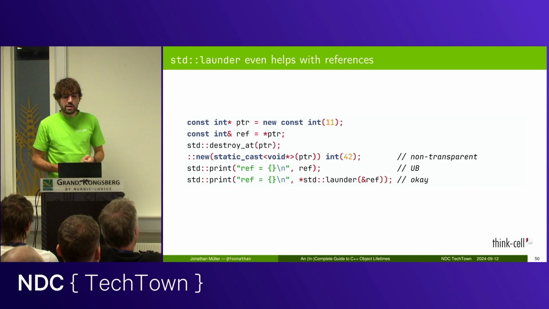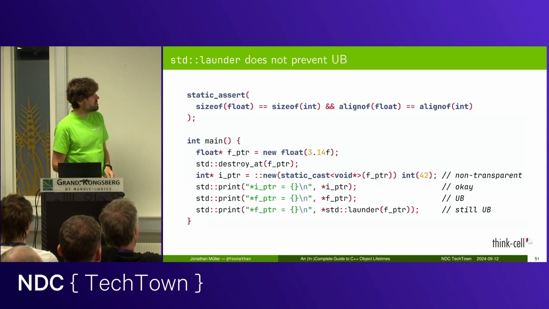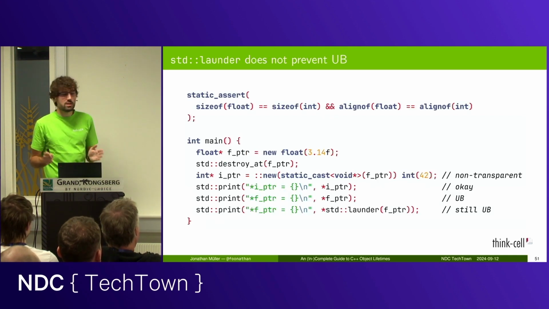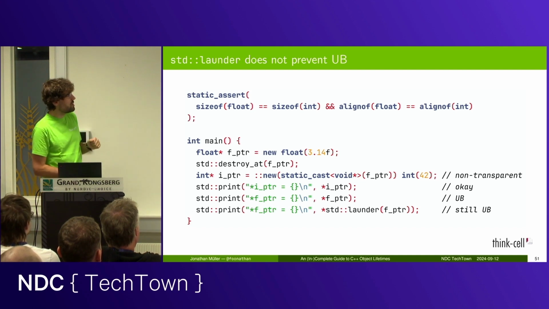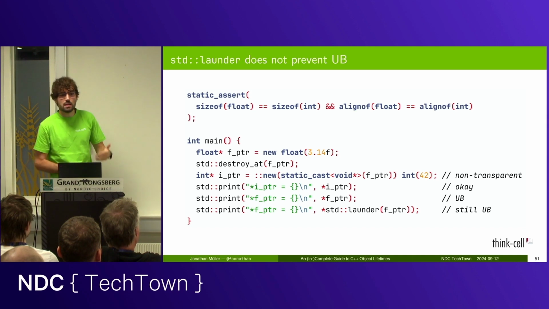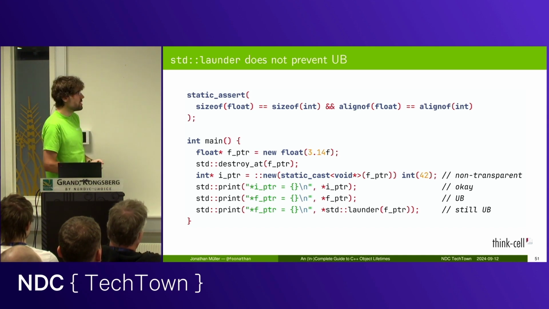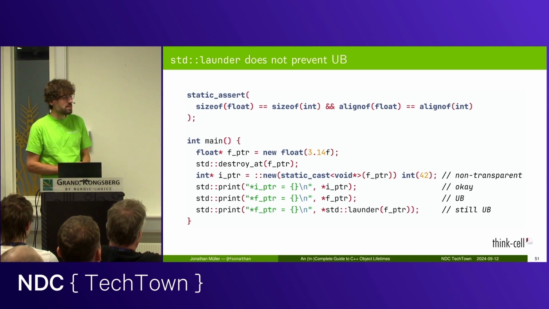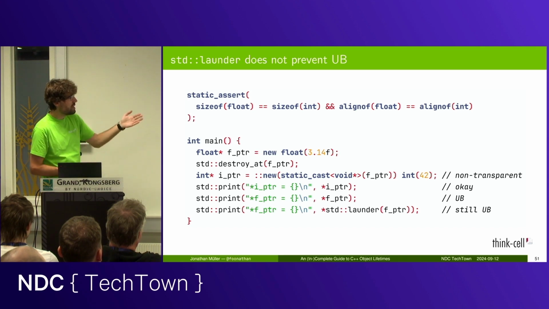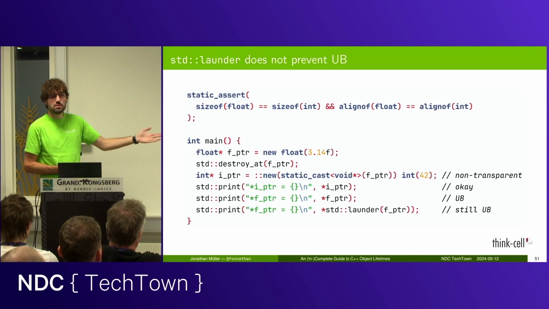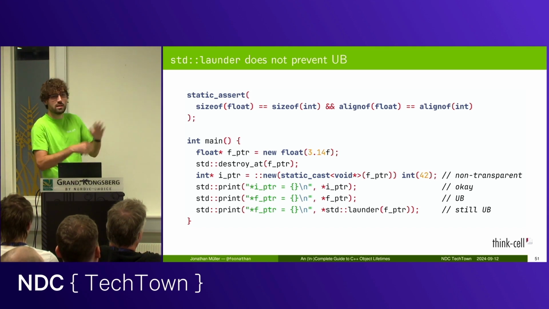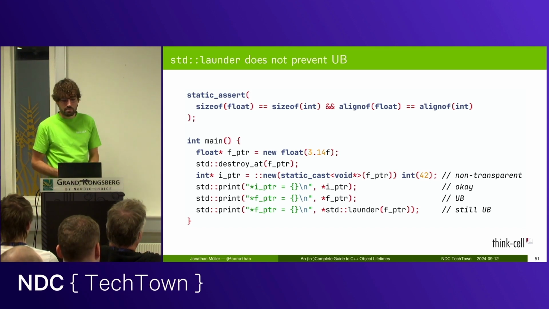I want to point out that launder isn't a magic get-out-of-jail-free card, right? It does not prevent undefined behavior in general. So we've got a float on the heap. We assume float and int are the same size. We destroy the float. We put a new int in this place. This is a non-transparent replacement because int and float are different types. So it's non-transparent. We can use the pointer returned from placement new. We cannot return the pointer from f because we did a non-transparent replacement. And laundering doesn't help because we don't have a float, right? We have an int. Launder does a very specific thing. It does not magically make everything okay. This is still undefined behavior.